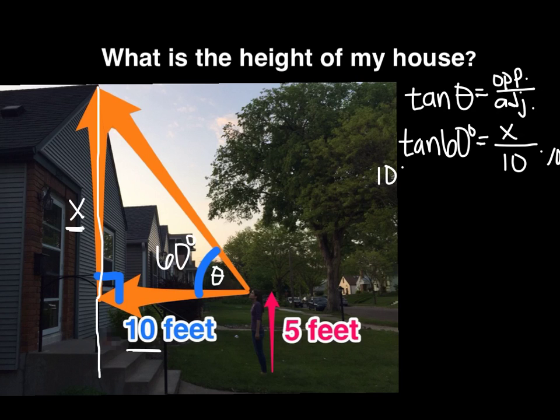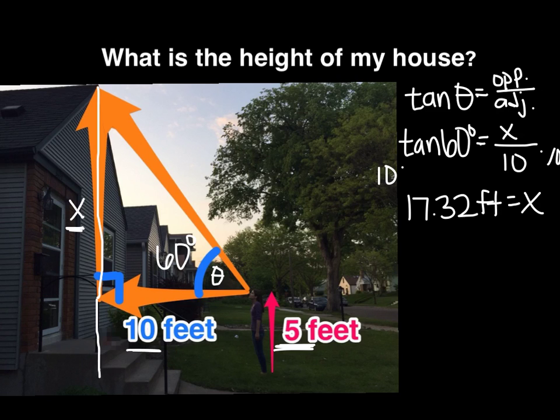This is where you're going to need to use your calculator. Make sure it's in degree mode. So you're going to multiply 10 times the tangent of 60 degrees. You end up getting about 17.32 feet to equal x. But again, remember that's not the final answer because I also need to add in my height of 5 feet.